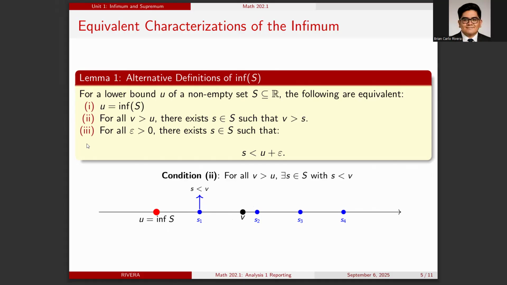And then the last one is that we are using epsilon. For all epsilon greater than 0, there exists an s in S such that s is less than U plus epsilon. This definition is very important if we want to use the epsilon property or even the Archimedean property, which is outside the scope of this problem, but that's useful for that scope. Okay.